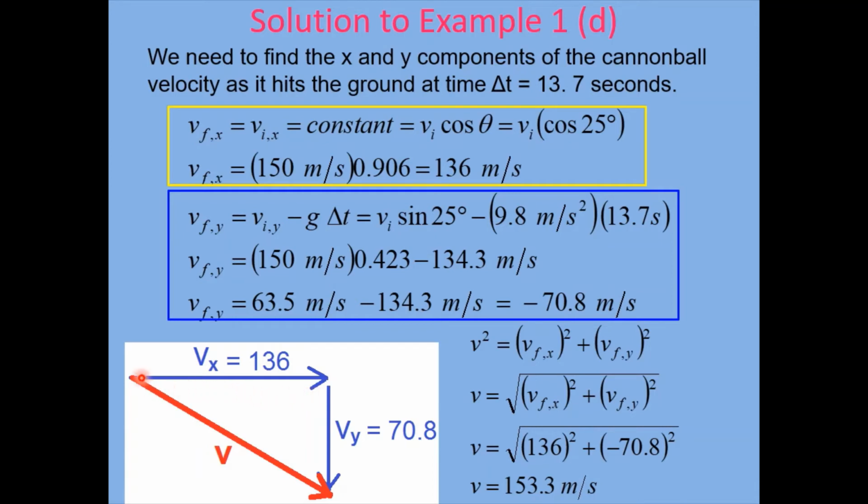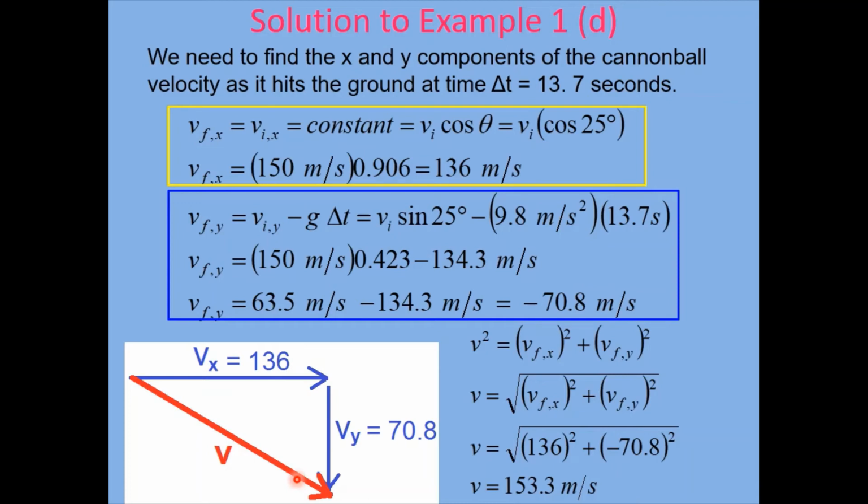So our answer to the problem is we want to know what is the final speed of this cannonball. Well, we've got the two components. We've got the X component of velocity, and we've got the Y component. We need to add those together as vectors, but you can see that this is a right triangle, right? The X and the Y velocities are at right angles to each other. So this is the hypotenuse of the right triangle, gives us the final speed of this cannonball.